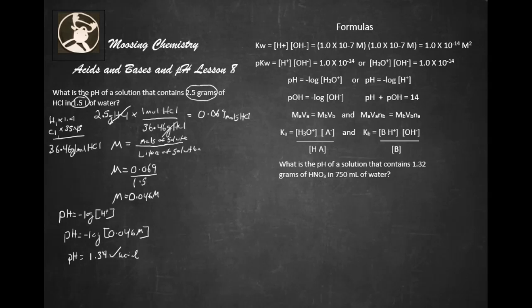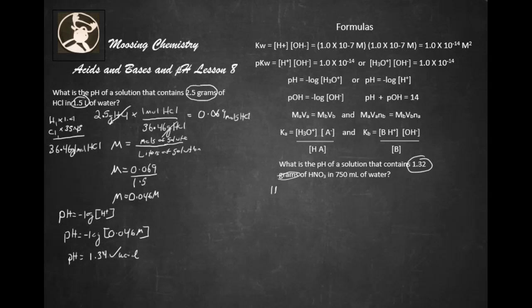All right, now let's look at our second problem. What is the pH of a solution that contains 1.3 grams, see that, grams, of nitric acid and 750 milliliters of water? We have to do a couple of magical numbers here again. The first thing you want to do is find the molar mass of nitric acid.